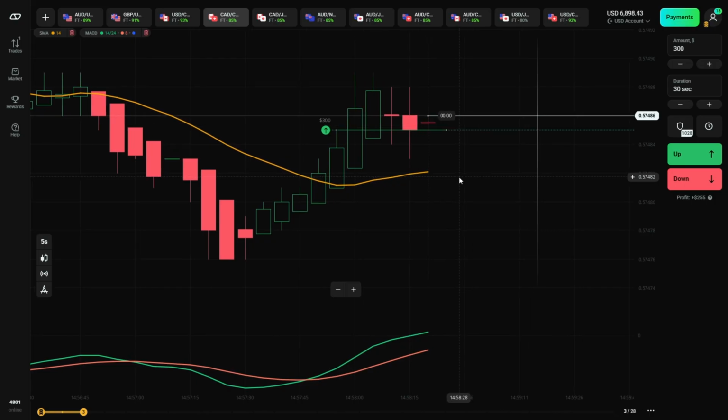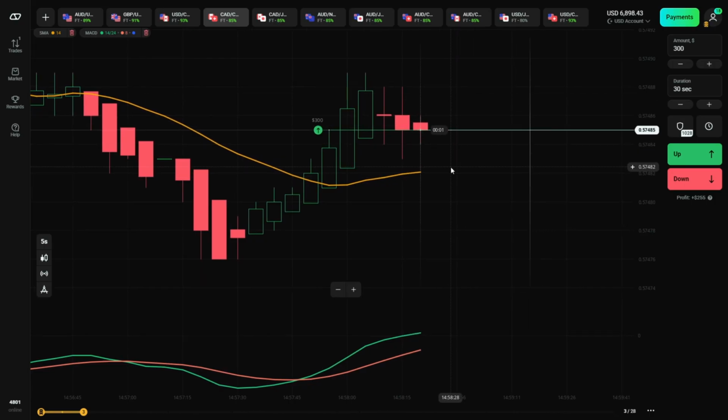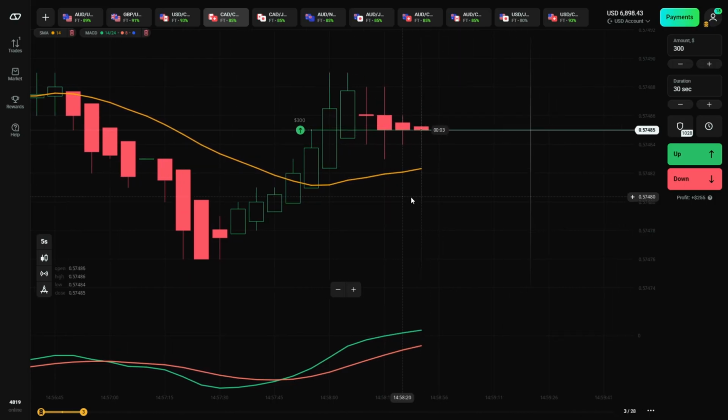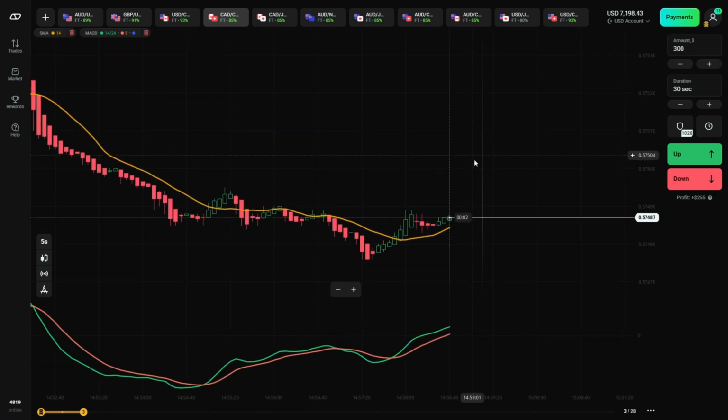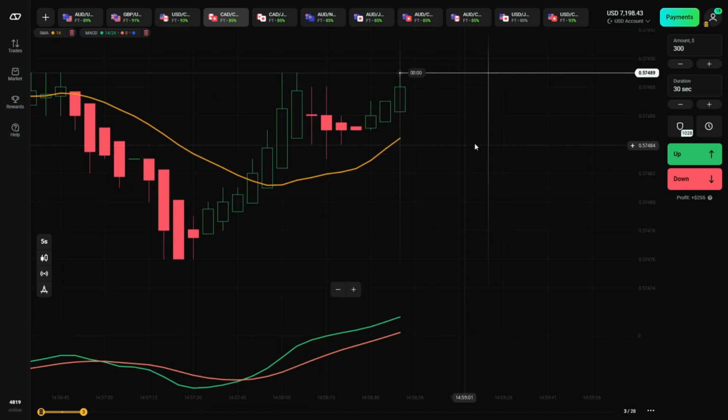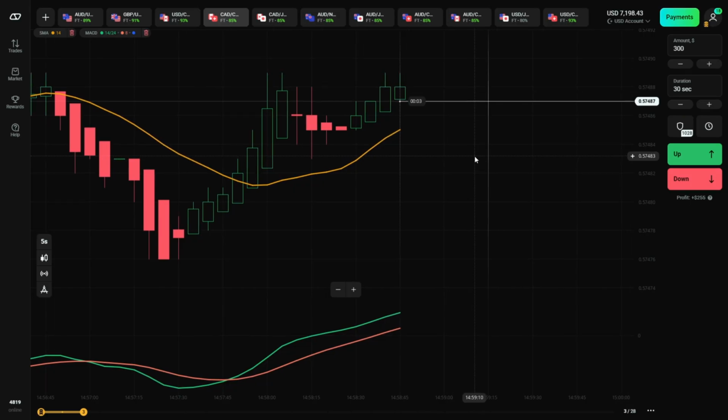Let's wait for this trade to finish. There's only a little time left, about 5 seconds. So just one more candle and the trade will be over. As you saw, the trade broke even for us. It didn't win or lose. So let's try to find another trade to enter right away.